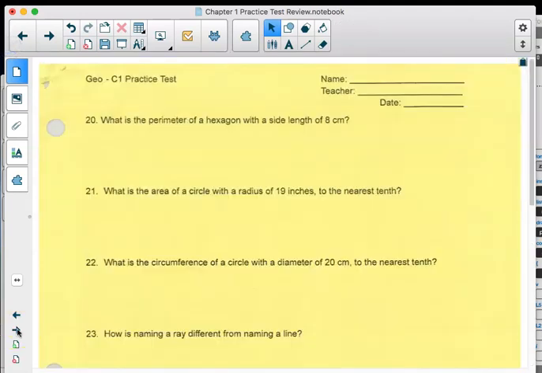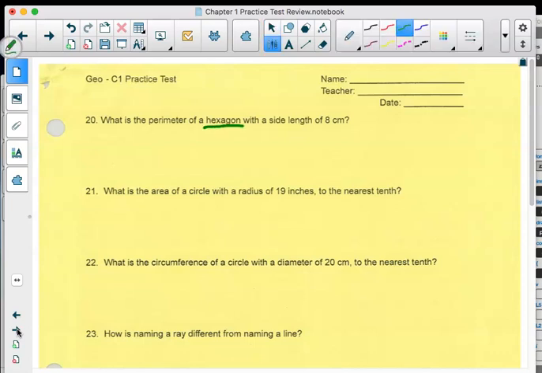Okay, what is the perimeter of a hexagon? Now, danger, danger, Will Robinson. A hexagon is a 6-sided figure. Okay, 6 sides. That's how I know. With a side length of 8 centimeters. Now, we're assuming that this hexagon is a regular hexagon. All the sides are the same length. And if they weren't, I could not give you the perimeter. So we're talking about a regular hexagon.